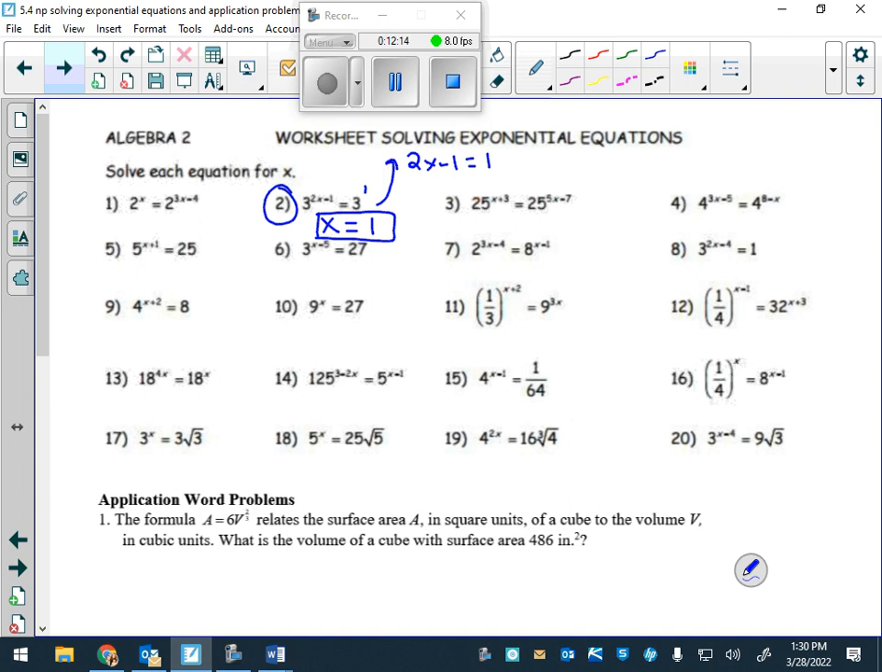Now, what would happen in number 8? We have 3 to the 2x minus 4 equals 1. Sawyer? Why? Excellent. Good. So, you have 3 to the 2x minus 4 equals 3 to the 0, because 3 to the 0 or anything to the 0 power equals 1. So now am I able to drop my exponents? Yep.